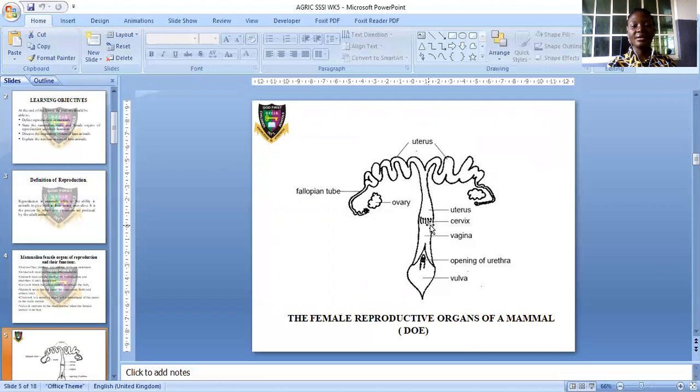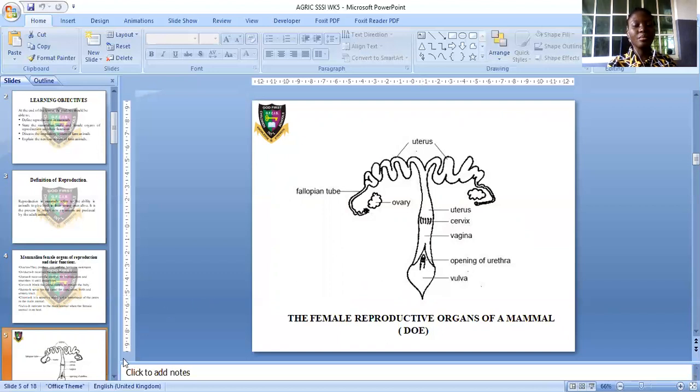And this is the cervix. The cervix blocks the uterus. It holds the uterus tightly to protect the baby. This is the vagina, the canal for copulation or mating, and also the birth canal and urinary tract. This is the opening of the urethra, where urine passes out, and this is the vulva, which indicates to the male animal when the female animal is on heat, that is, has desire for mating.